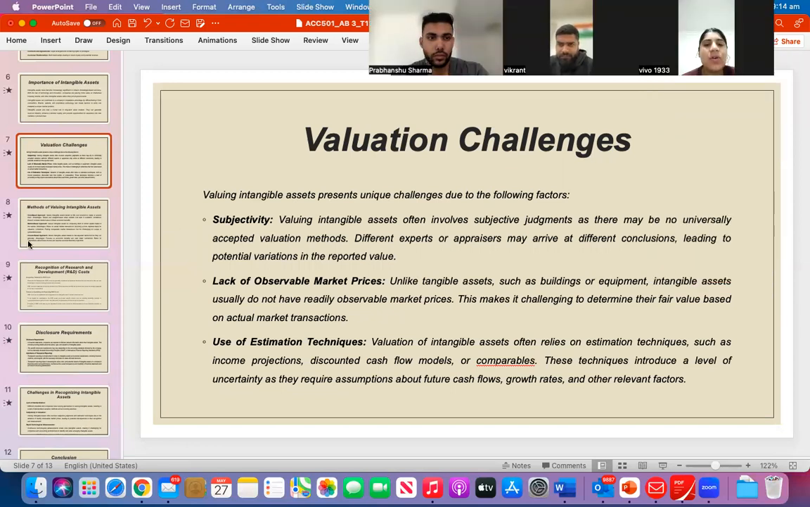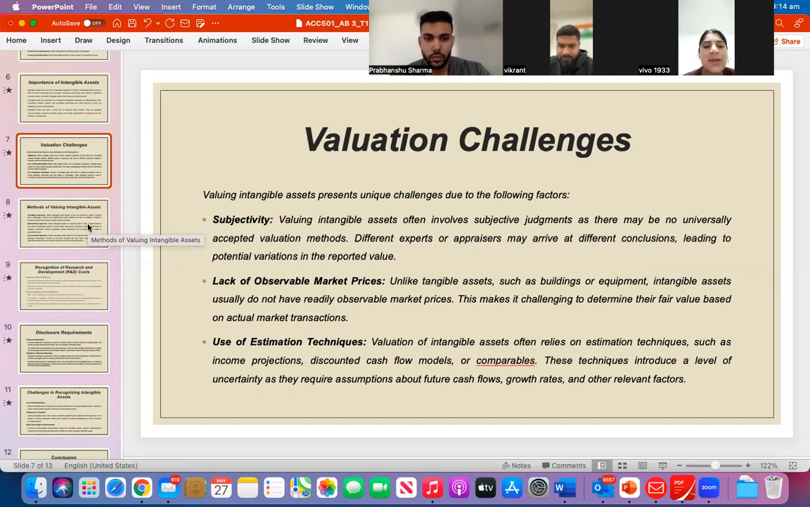Next is lack of observable market prices. Unlike tangible assets such as buildings or equipment, intangible assets usually do not have readily observable market prices. This makes it challenging to determine their fair value based on actual market transactions.